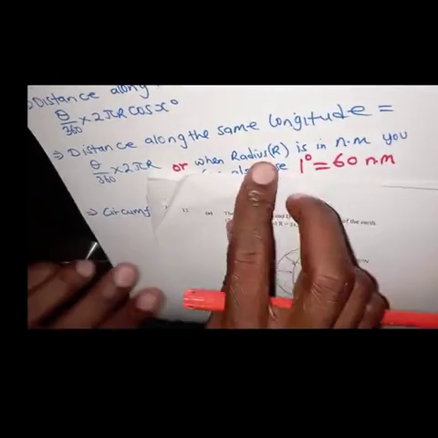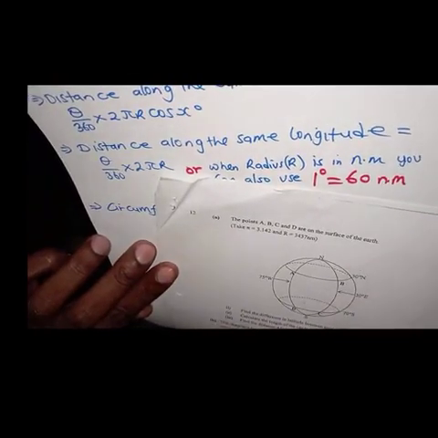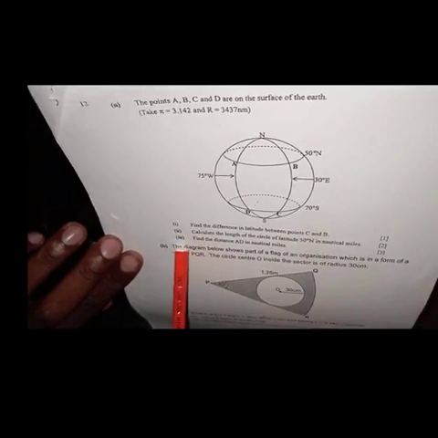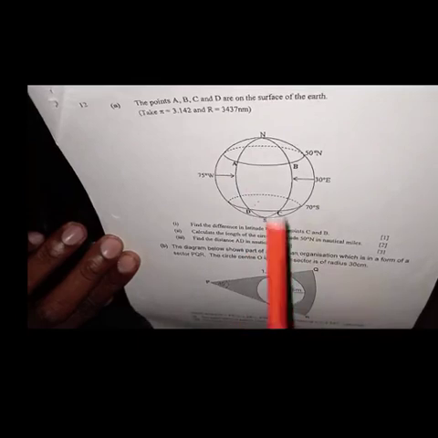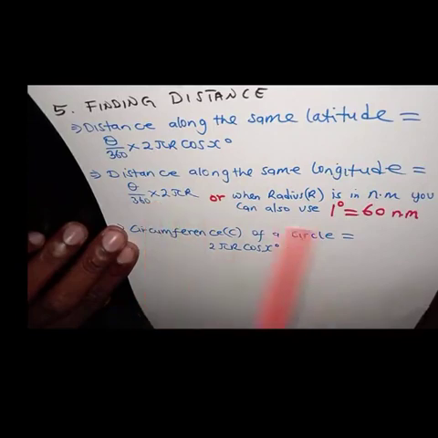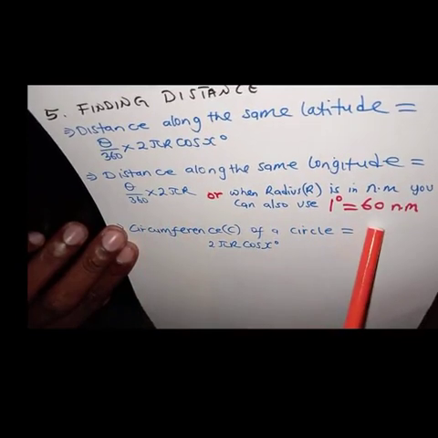Let's see if we have any question. We have this one. You see, radius was given in nautical miles, 3,437 nautical miles, nm, right? Then read question 3. It says find the distance AD from A to D in nautical miles. So from A to D, they are on the same longitude. So we can use any of these formulae, whether this one or this simple one, right?